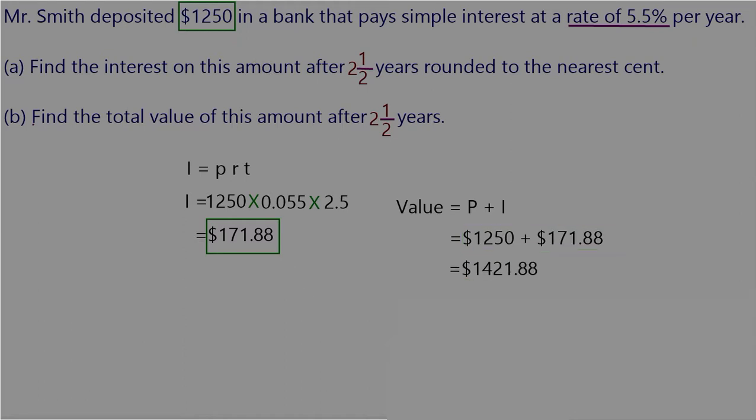Adding the values, we get $1,421.88. What about this example? As you can see, the instruction asks us to find the interest on $500 borrowed at 8% earning as the rate after 9 months.